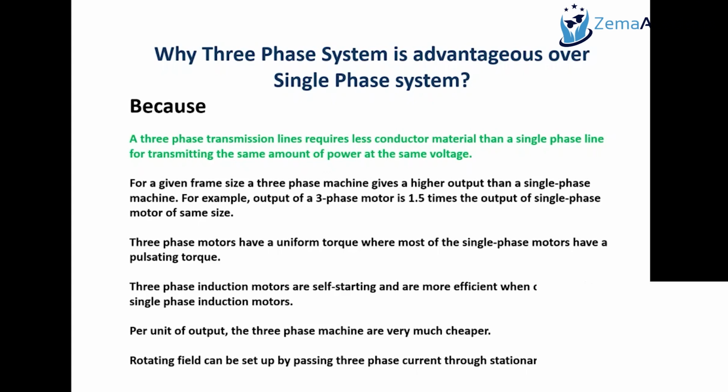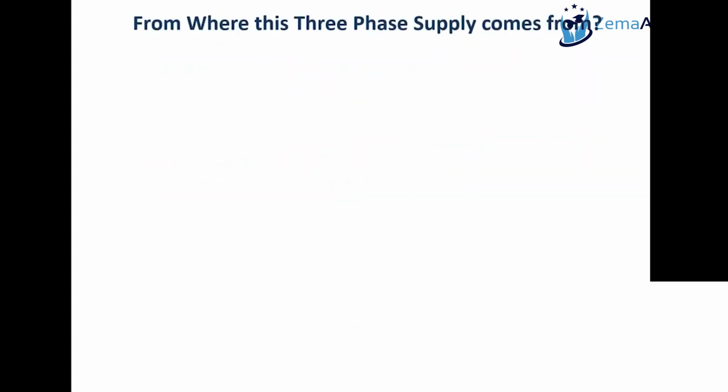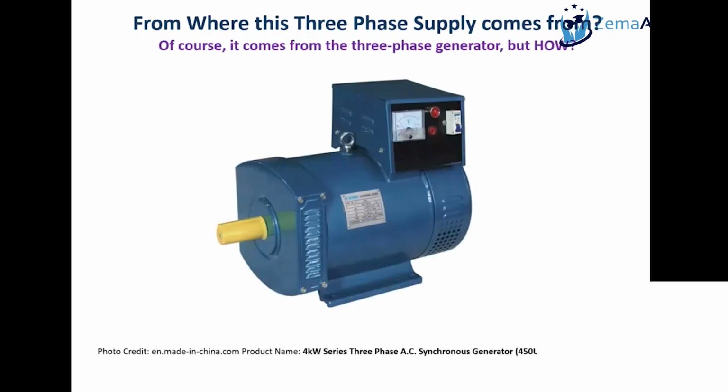And it naturally produces the rotating magnetic field if you were to supply a three-phase voltage. Now, where does this three-phase supply come from? Of course, you will be thinking that it comes from a generator, right? This is the type of generator, the three-phase AC synchronous generator, that I've taken the photograph of from madeinchina.com, and it's $450 per piece. But of course, if anyone asks you where this three-phase supply comes from, it comes from a generator.